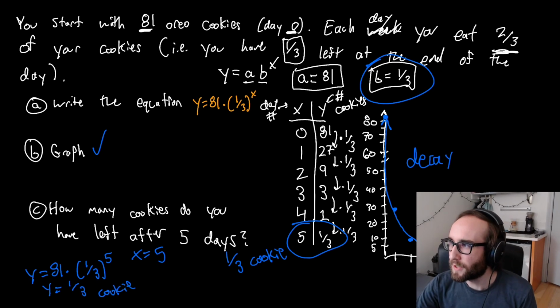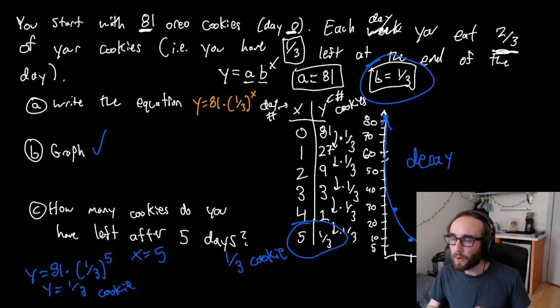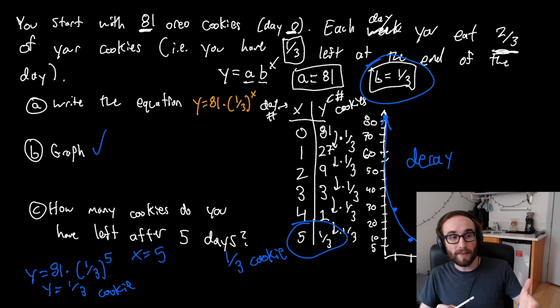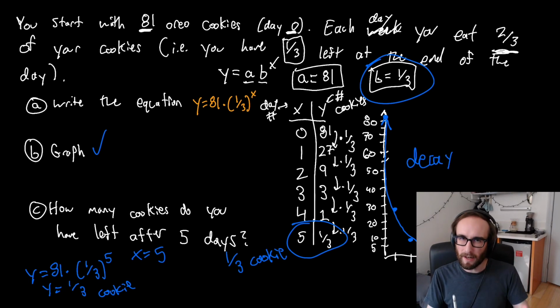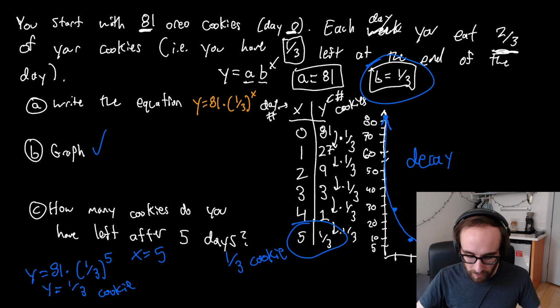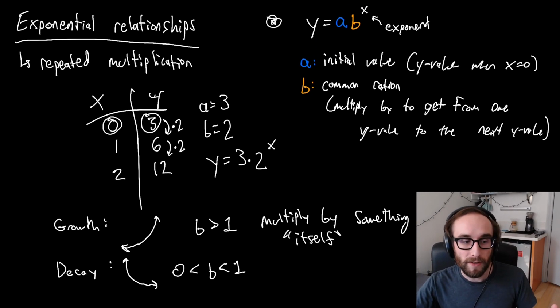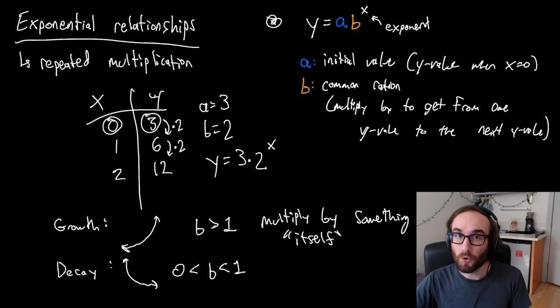Sorry, I just noticed that I was blocking part of what I wrote out, just this very last part where I graphed the last few points. I think everything else is clear though. So here we went through an example of looking at an exponential situation, writing an equation for it, graphing it, and answering a question. We also really quickly went through what exponential relationships are and the difference between exponential growth and decay.